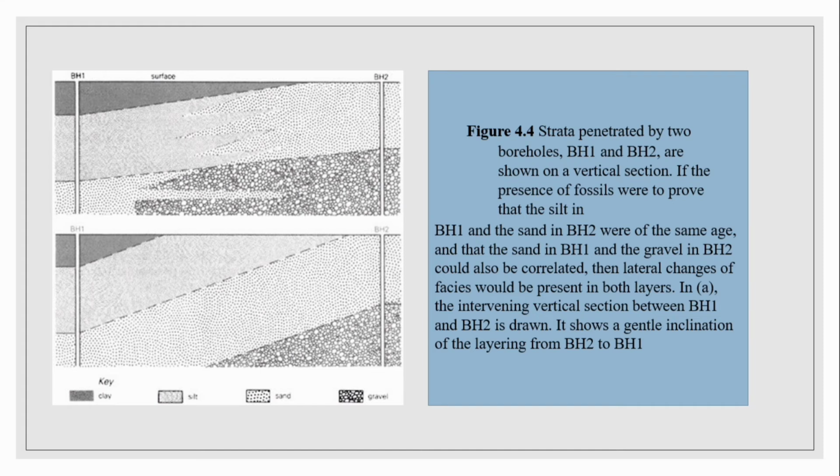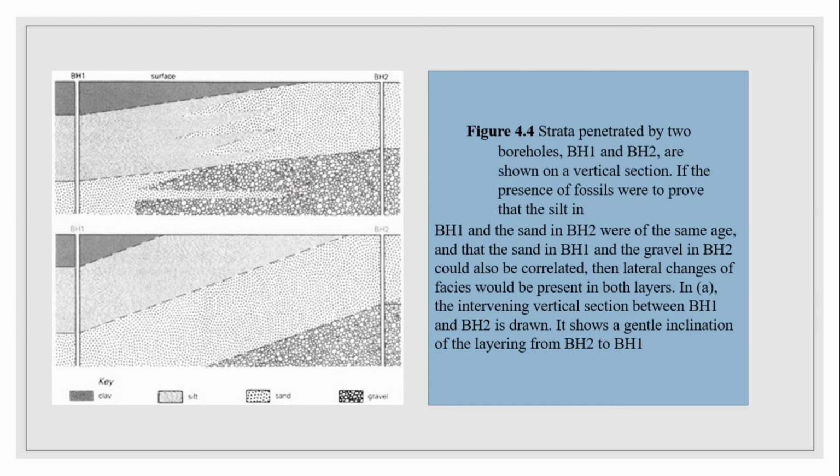We have here a simple illustrated example. Strata penetrated by two boreholes, BH1 and BH2, are shown on a vertical section. If the presence of fossils were to prove that the silt in BH1 and the sand in BH2 were of the same age, and that the sand in BH1 and the gravel in BH2 could also be correlated, then lateral changes of phases would be present in both layers.